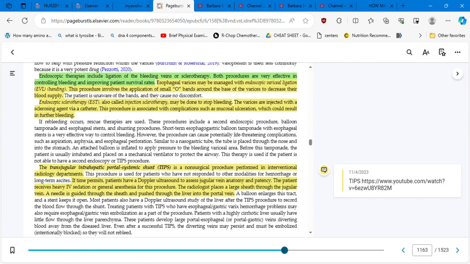Endoscopic therapies include ligation of the bleeding veins or sclerotherapy. Both procedures are very effective in controlling bleeding and improving patient survival rates.